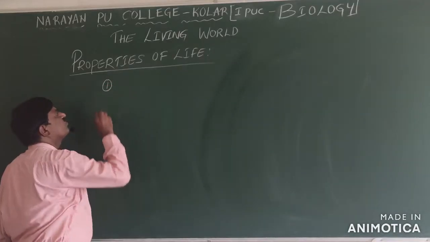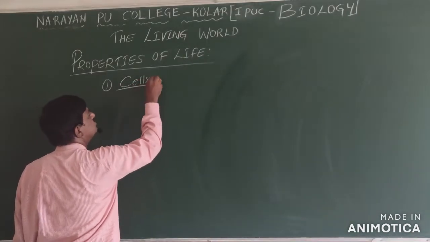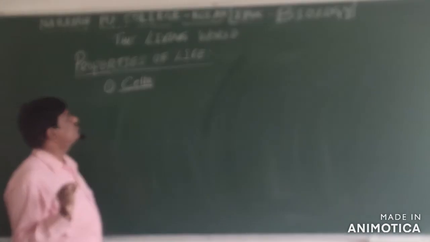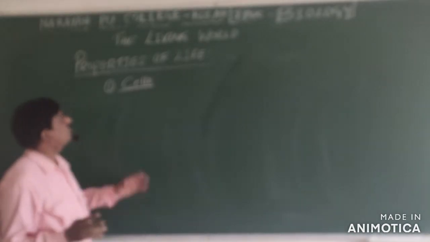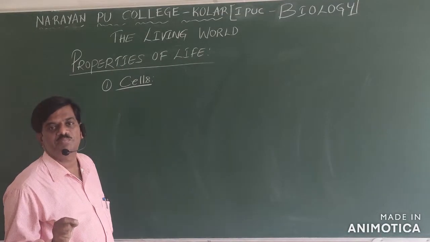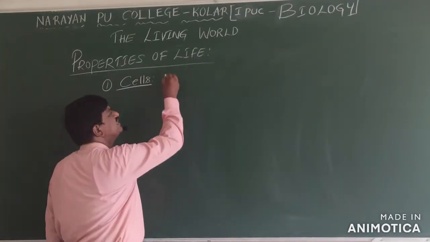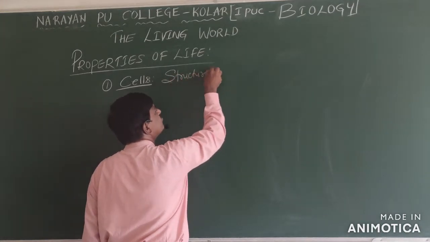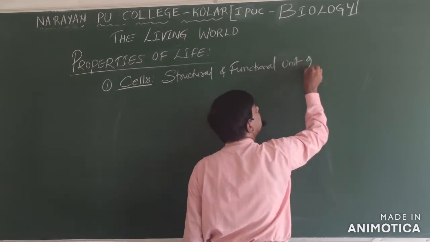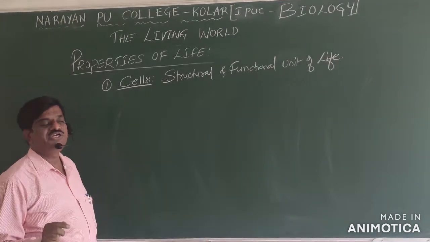We are talking about the first character. All living organisms are made up of cell or cells. In unicellular organisms we use the word cell, in multicellular organisms we use the word cells. But all living organisms must be made up of cells. Without a cell there is no life at all. The cell is defined as the structural and functional unit of life.